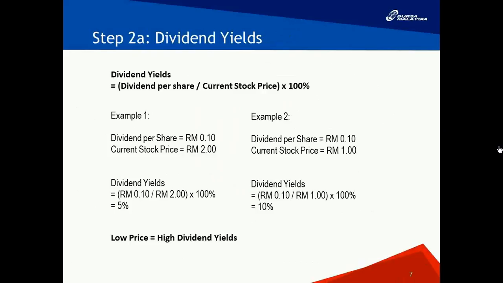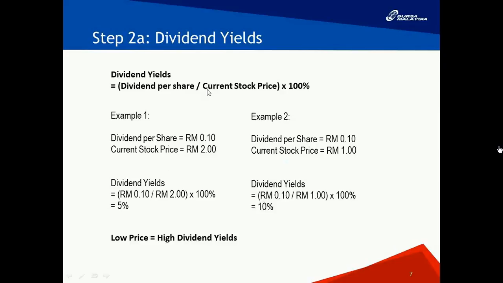Okay, so I'm going to go through 2 examples very quickly. There are 2 stocks, both of them give the same dividends, which is 10 cents a share, and the stock price for example 1 is $2. So if you use the formula, 10 cents divided by 2 ringgit multiplied by 100%, your dividend yield should be 5%. Example number 2, dividend per share is 10 cents. Current stock price is 1 ringgit. So therefore your dividend yield is 10%.